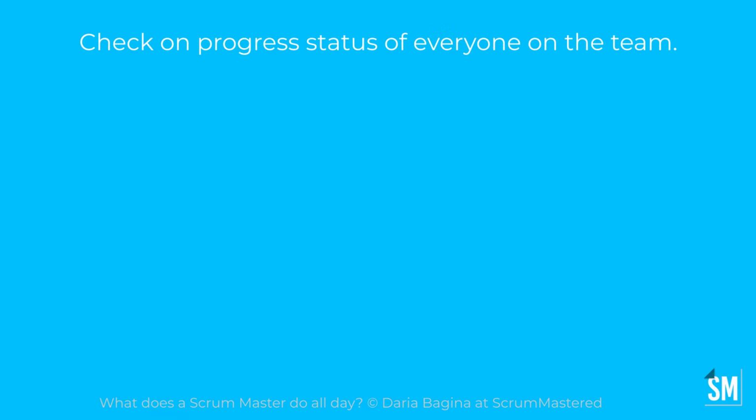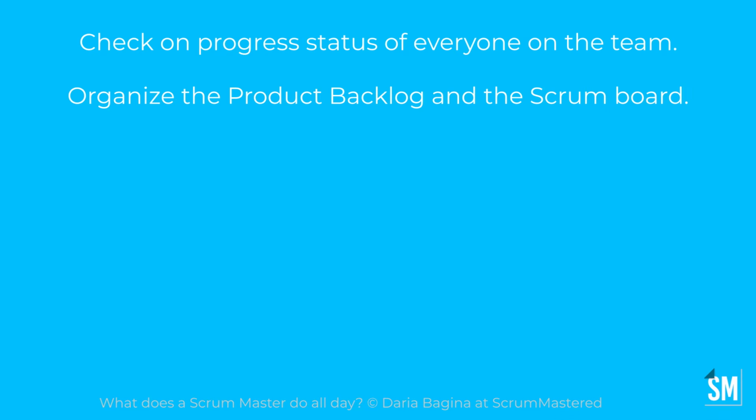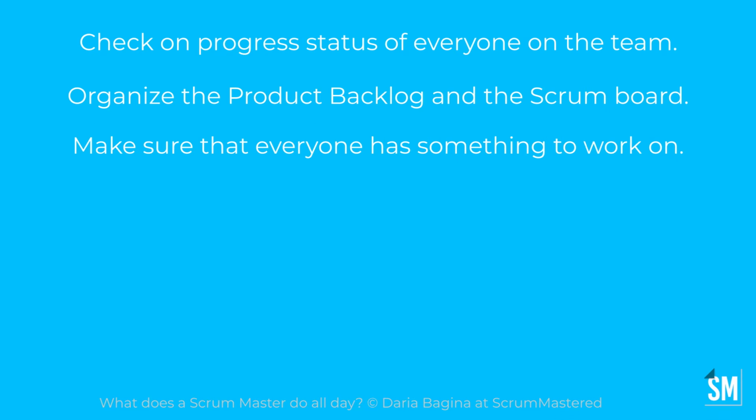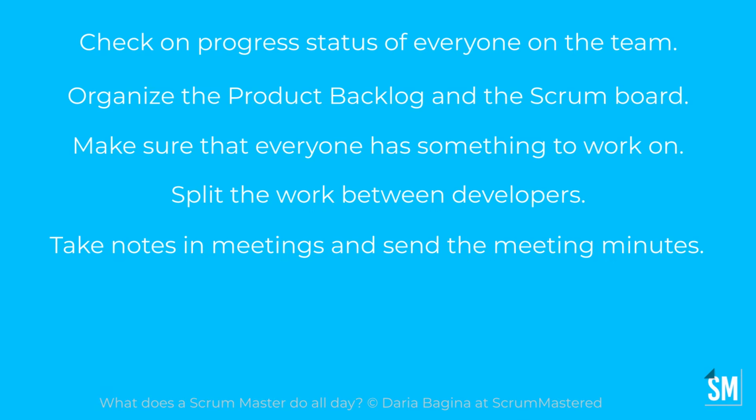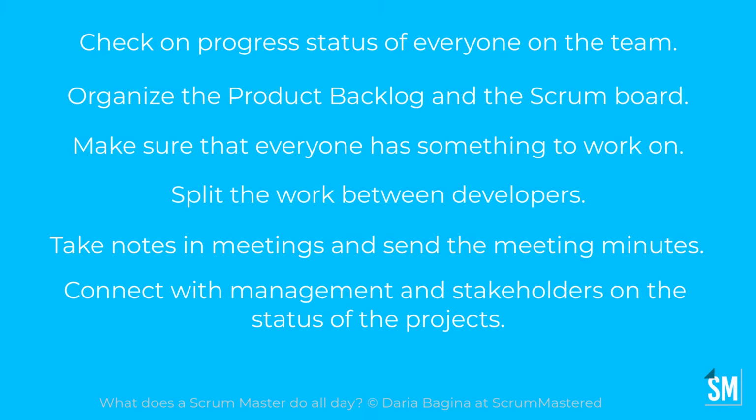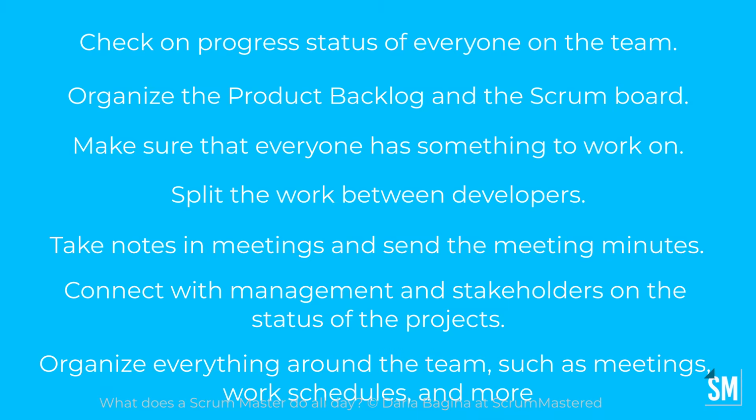Check on progress status of everyone on the team. Organize the product backlog and the Scrum board. Make sure that everyone has something to work on. Split the work between developers. Take notes in meetings and send the meeting minutes to everyone. Connect with management and stakeholders on the status of the projects. Organize everything around the team, such as meetings, work schedules, and more.